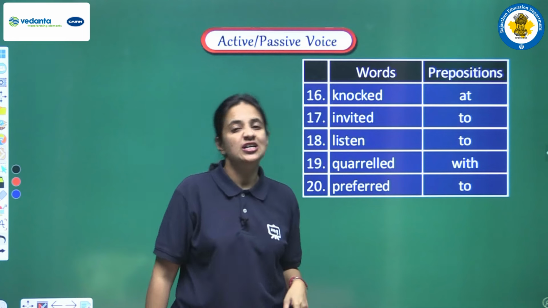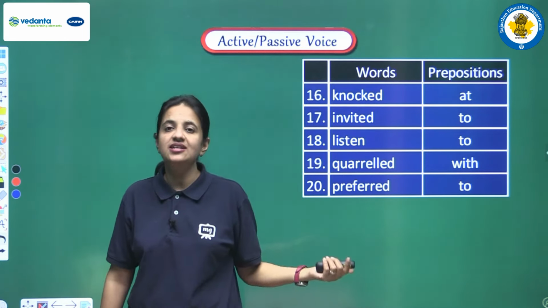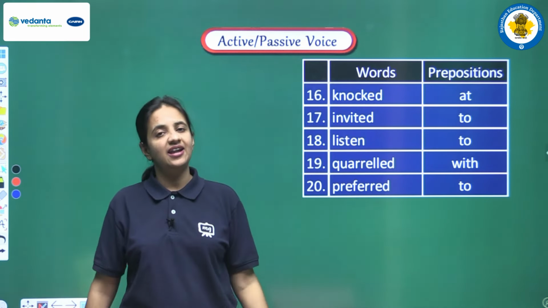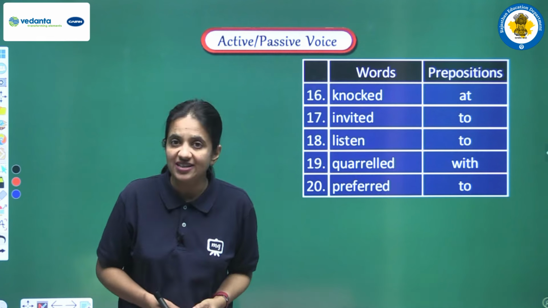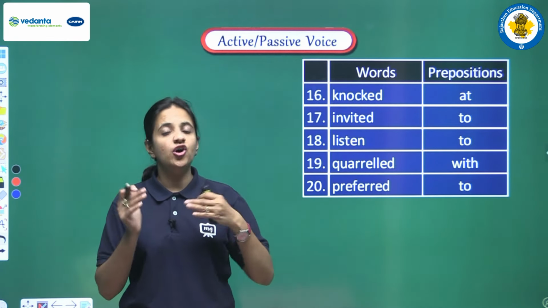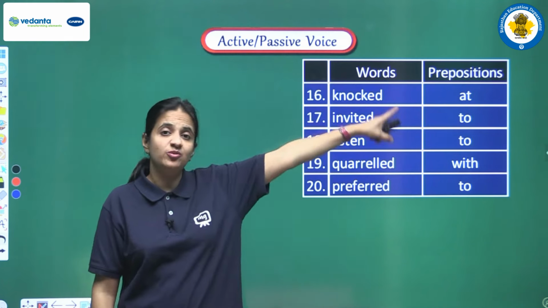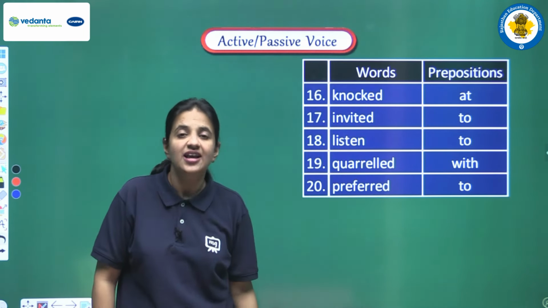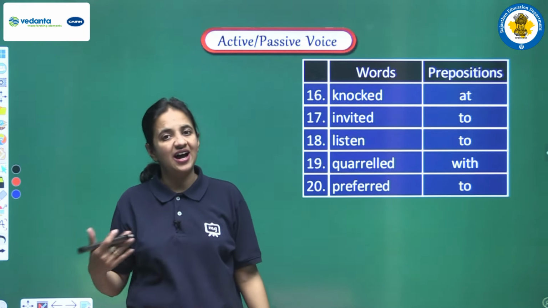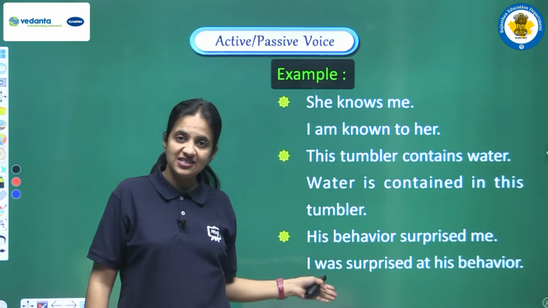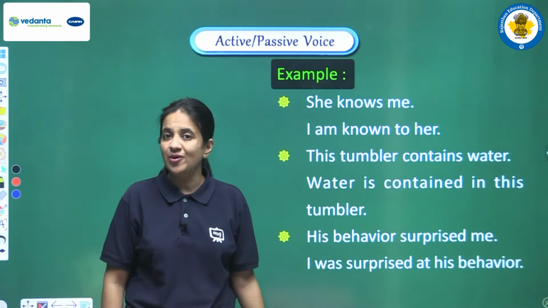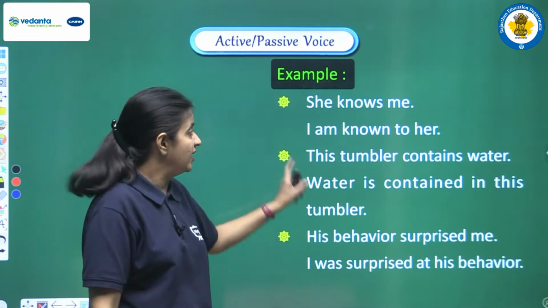Preferred to. So these are certain words, and when these words are there in our active voice, then while converting the sentence into the passive voice, we don't add by with the subject, but we have to add these prepositions, and after that we write our subject. So let's see some examples, and yes, you have to learn the table, right? So let's see the examples.